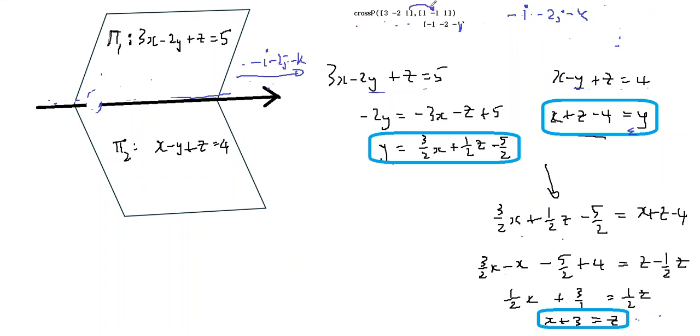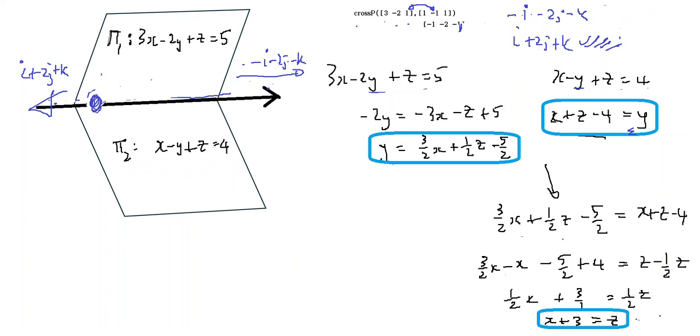Had I swapped the order around, I would have got i plus 2j plus k, which is actually going in that direction. Either of them is acceptable because they're both going in the direction of the line across the intersection. So I'm going to take the one with all the positives.